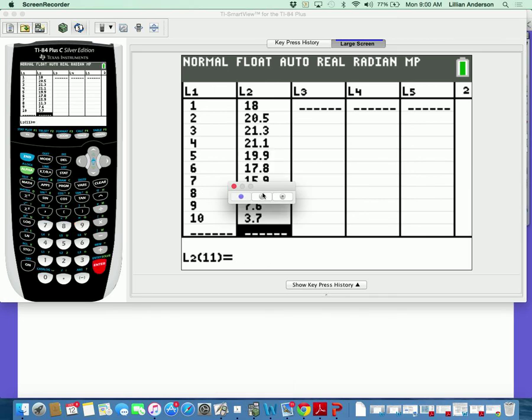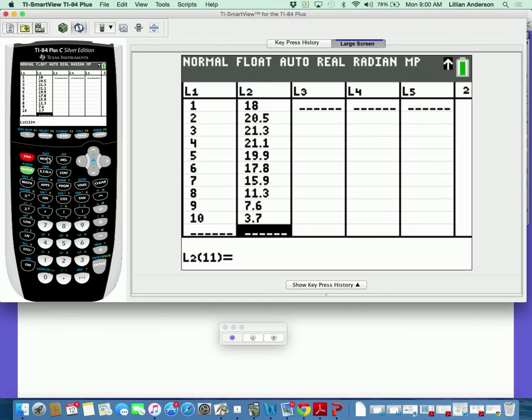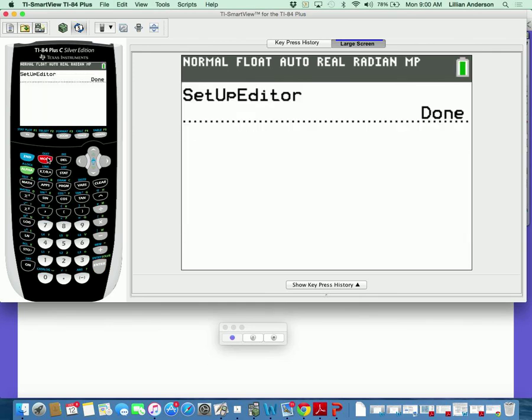Okay, so you see typing. So all your data should be in. Double check it just to make sure you didn't make any errors, because the smallest error is going to change everything. Good? Raise your hand if you need more time. Okay. So go back to your home screen. How do you go back to your home screen? Second mode. Okay? So all your data is in there.